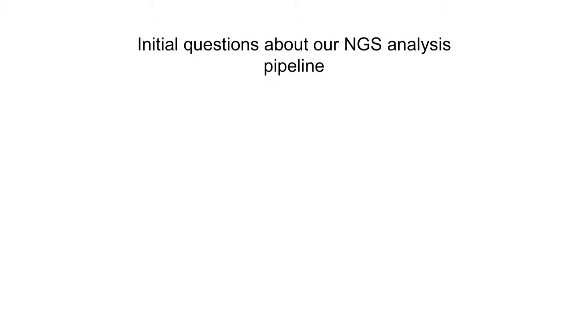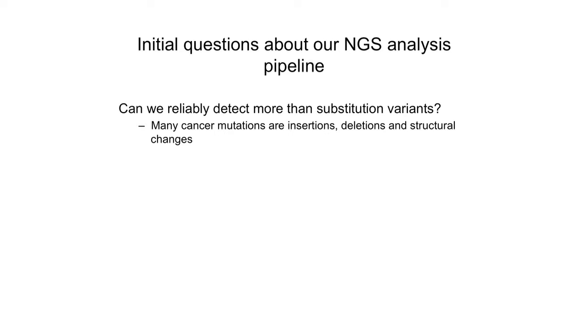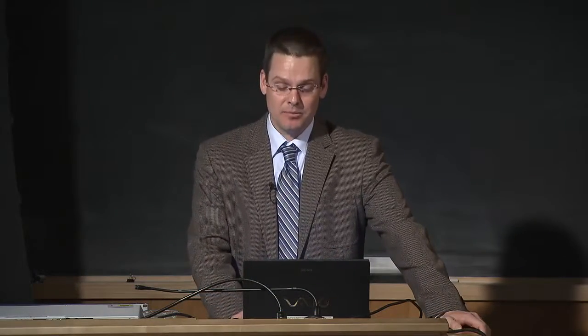So when we initially implemented this assay, though, there were several important questions, and I'm going to talk about 2 of them that we addressed today. The first is, can we reliably detect more than substitution variants? Mary-Claire's paper showed that you could do that, but most of the action in the next generation sequencing field was in substitutions. And so it was unclear how well you could detect other mutation types. And obviously, more than just substitutions cause disease.